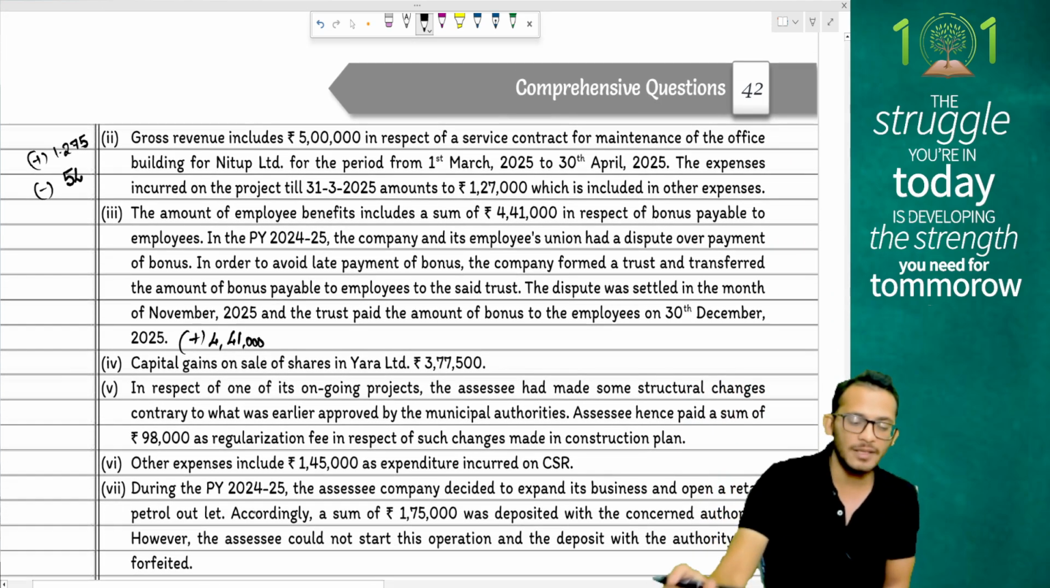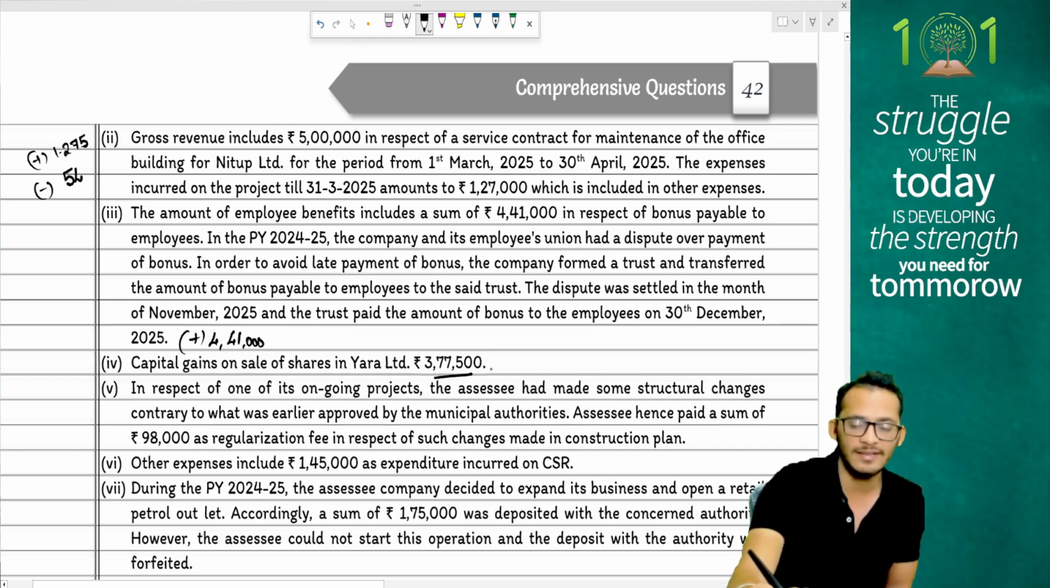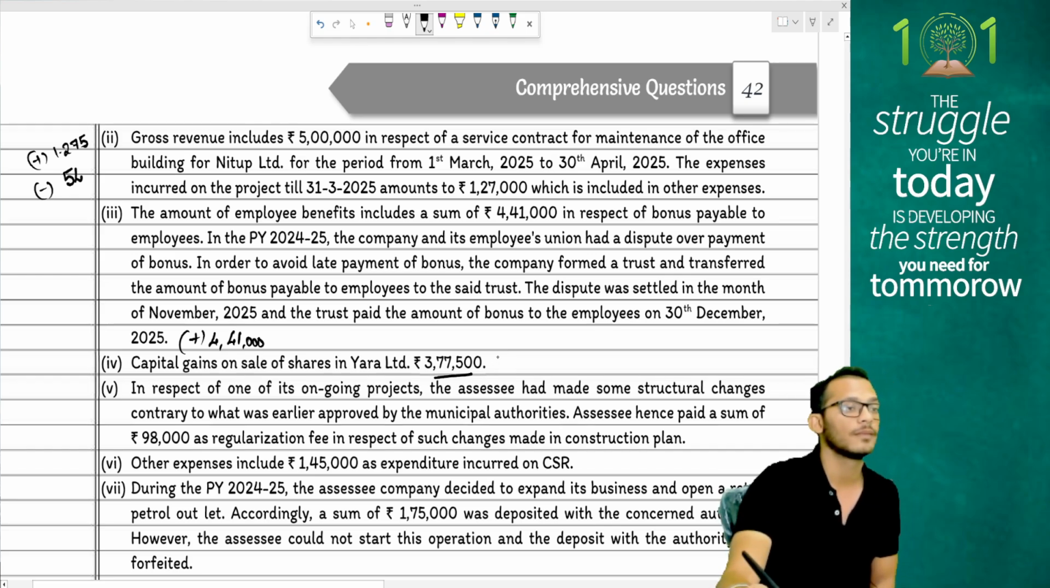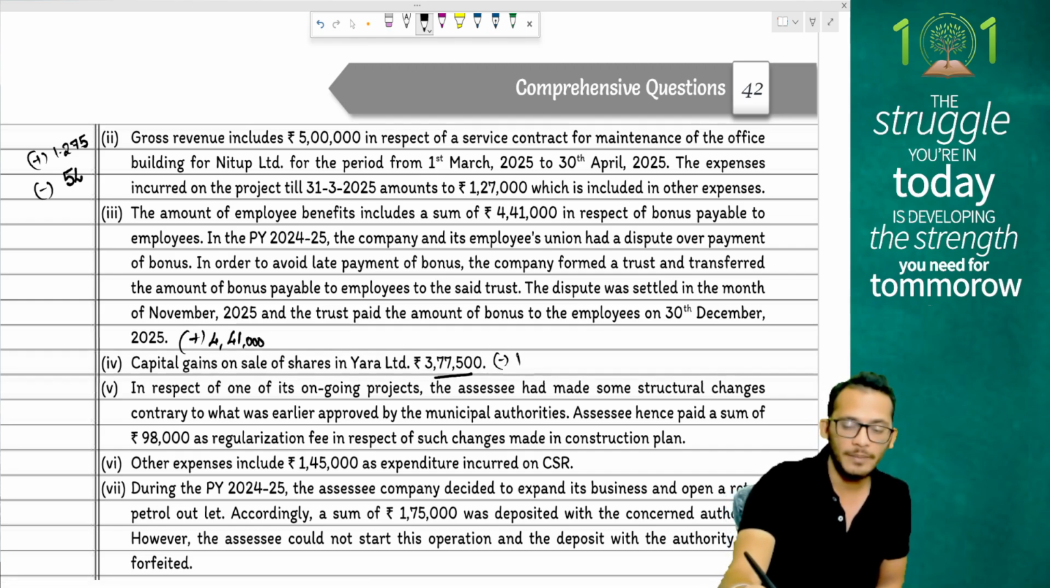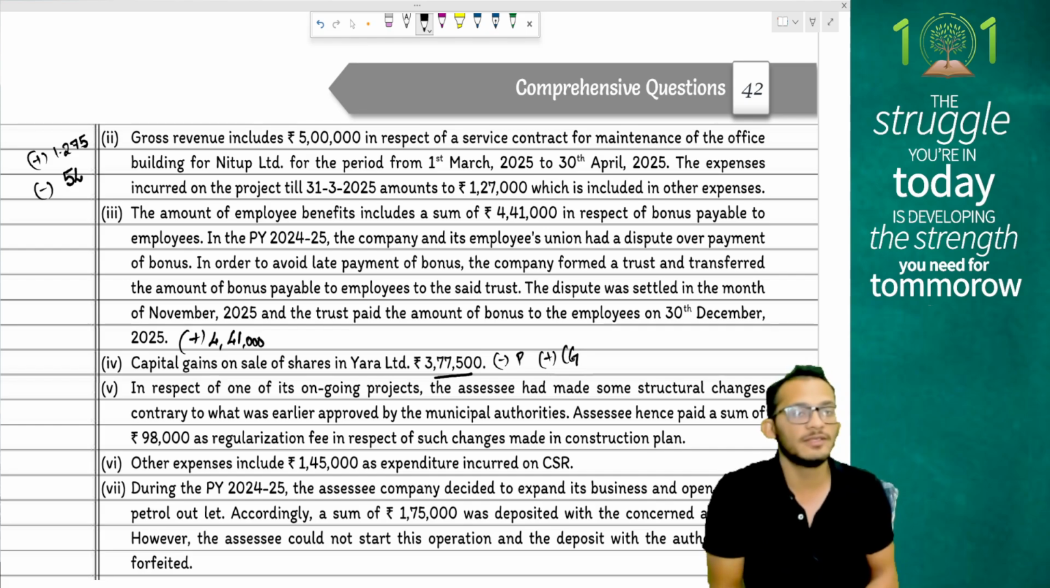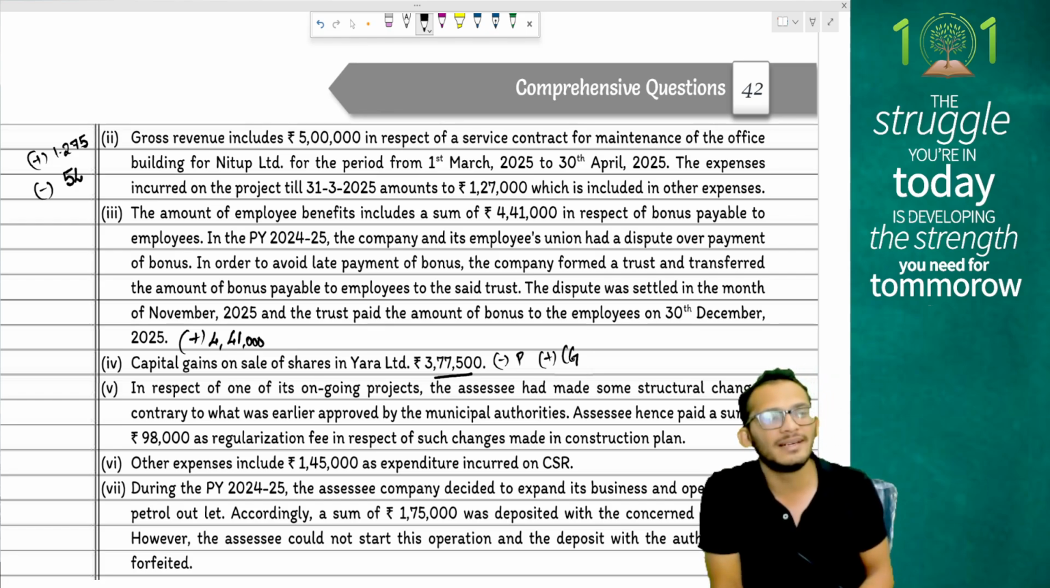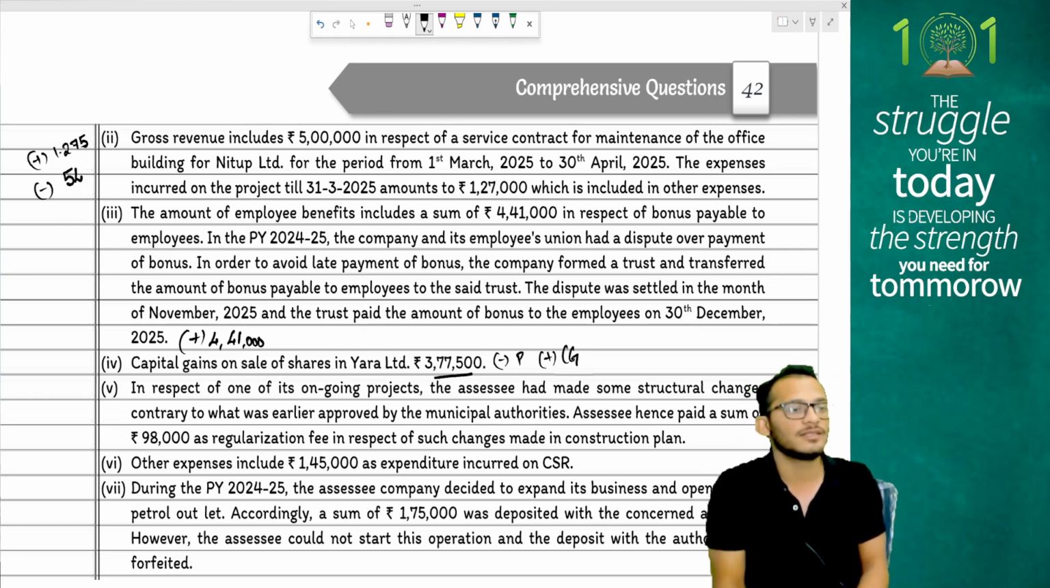Yes, capital gains on sale of shares in Yara Limited is 3,77,500. I will take it from my PGBP and move it to capital gains. The only problem with this question, people, I don't know whether it is long term, short term and all. Ideally it doesn't matter because the question does not want tax payables.